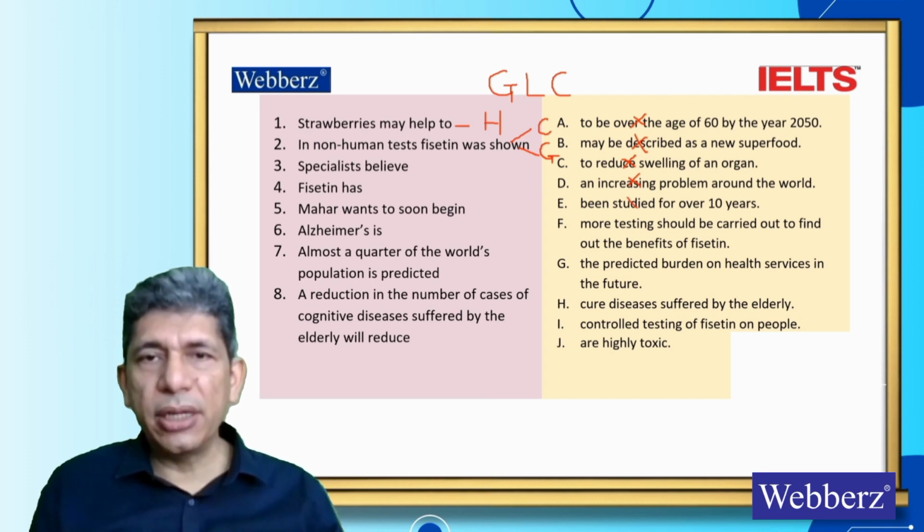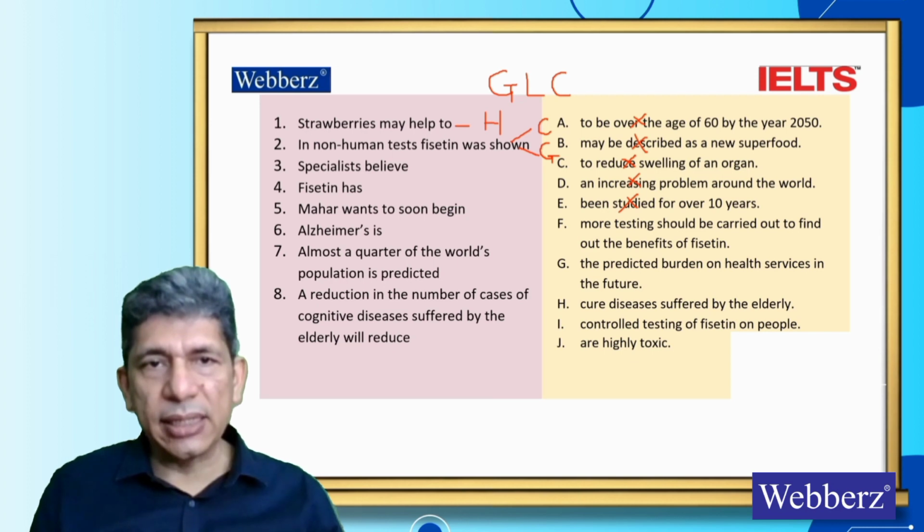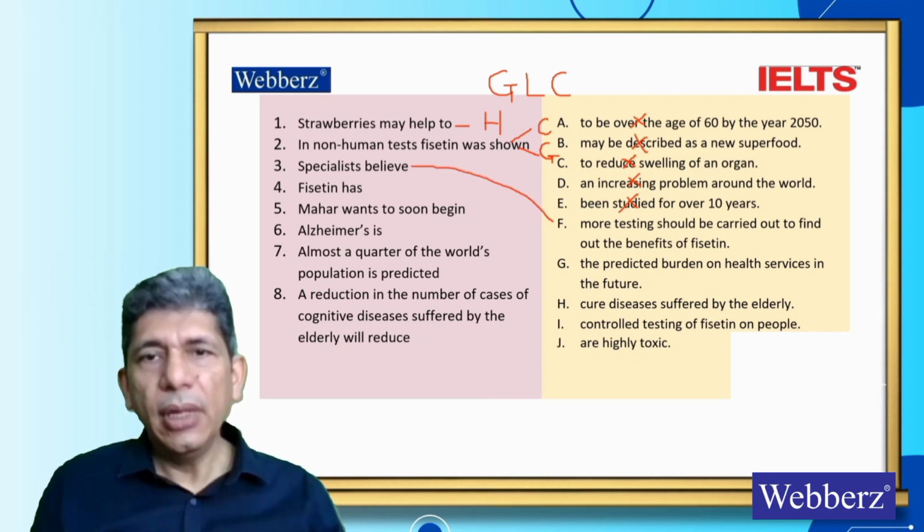Been studied for over 10 years? More testing should be carried out to find the benefits of 15. So scientists can say this. Scientists believe the predicted burden on health services in the future. So we can also keep this as another one. So we have two. Scientists believe cure diseases suffered by the elderly, not making sense.